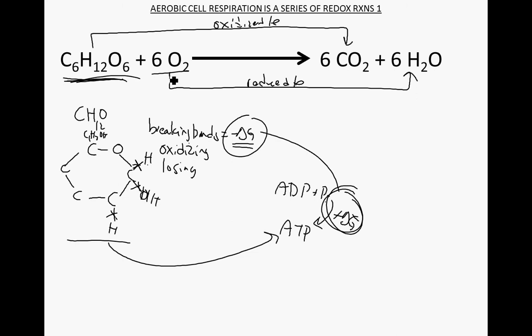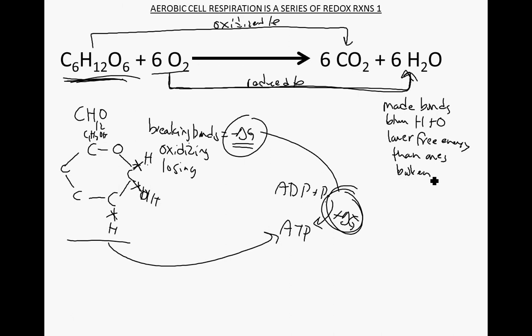So even though we're going to be making bonds over here, and this is difficult, I get it, the bonds that we're making over here are different. They're at a lower free energy than the bonds that we were breaking. So the made bonds here between the hydrogen and the oxygen to get water are at a lower free energy than the ones we broke. So even though these are positive delta G reactions here, these negative delta Gs are more than those positive delta Gs are, which is how come this can happen.